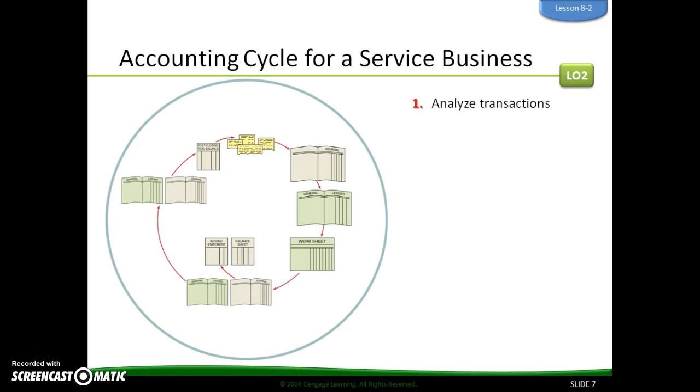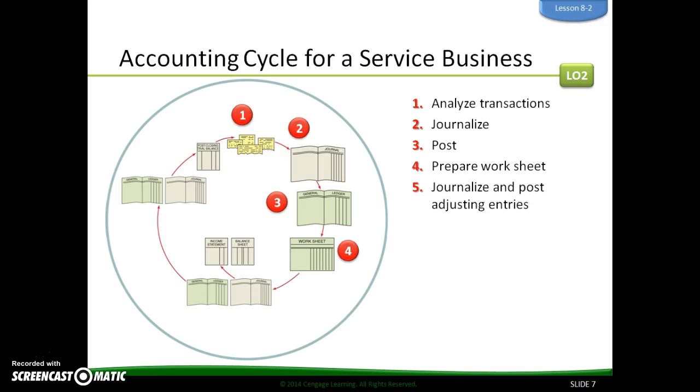Well, we start at the beginning by analyzing transactions. After we go ahead and analyze the transactions, we journalize those transactions. We post those transactions, and remember we posted them to the general ledger. We then prepared the worksheet so that we could get some balance information. Finally, we journalized and posted adjusting entries so that we could get our income statement and balance sheet information. So that would be the preparing financial statements.